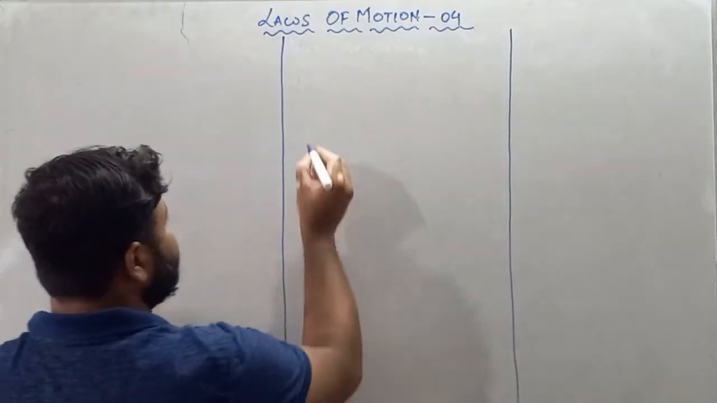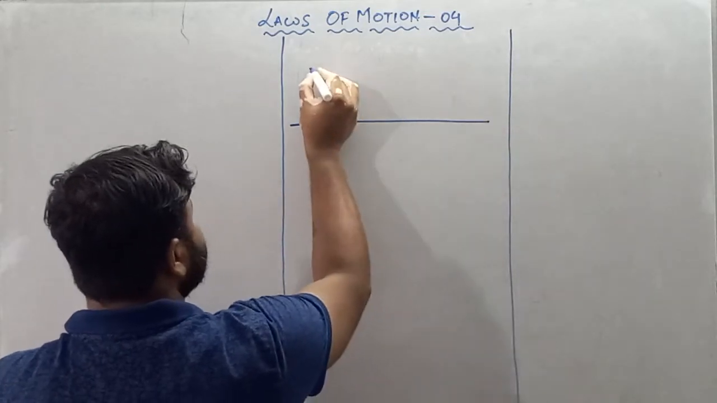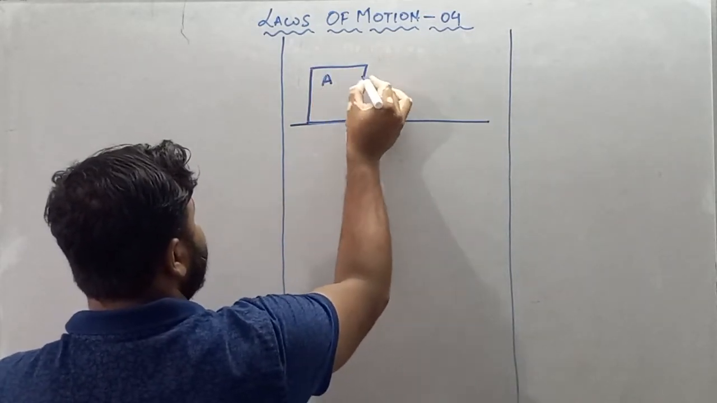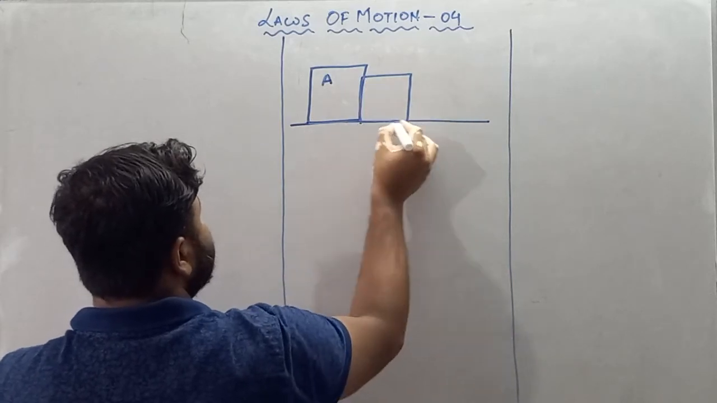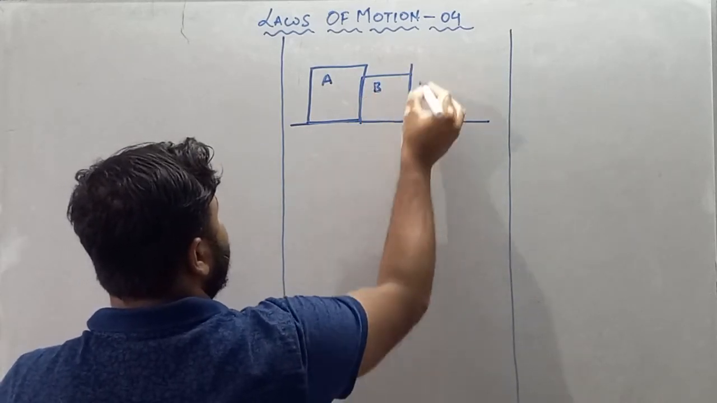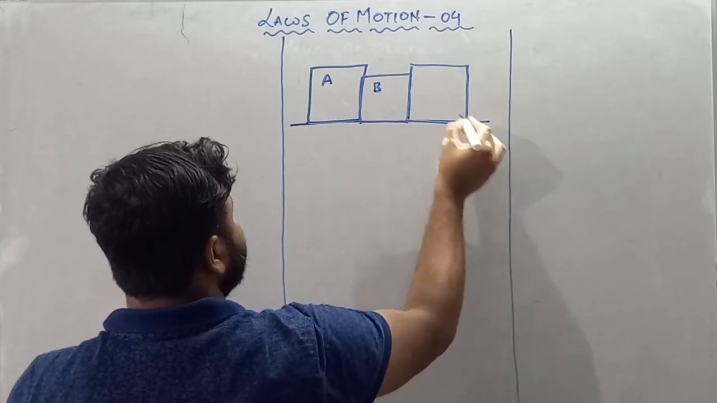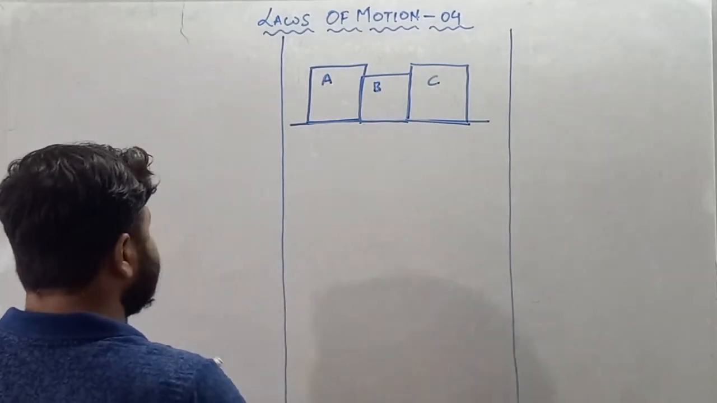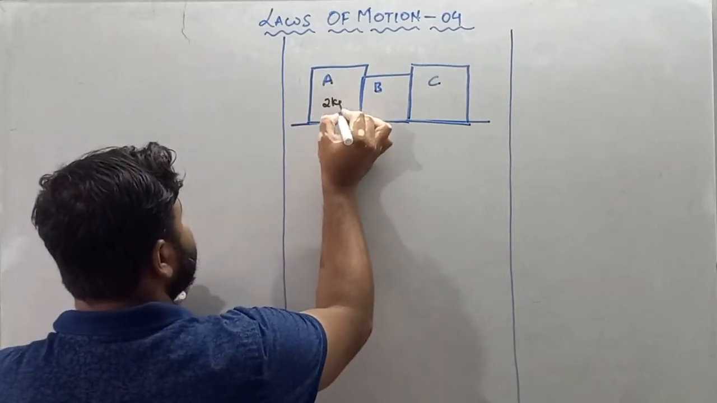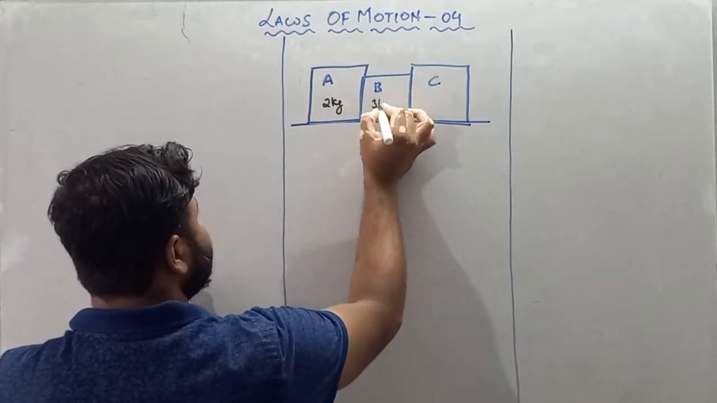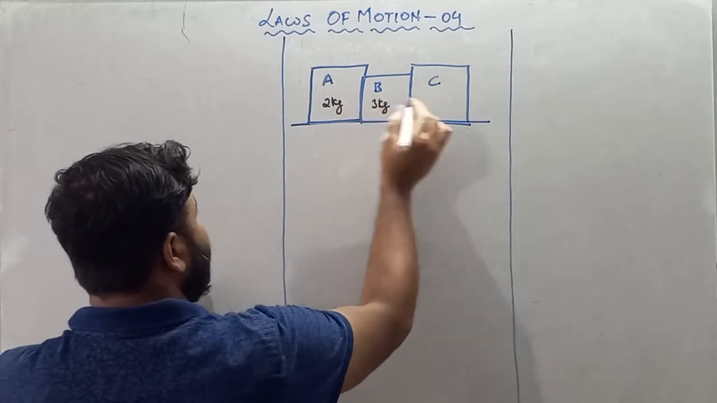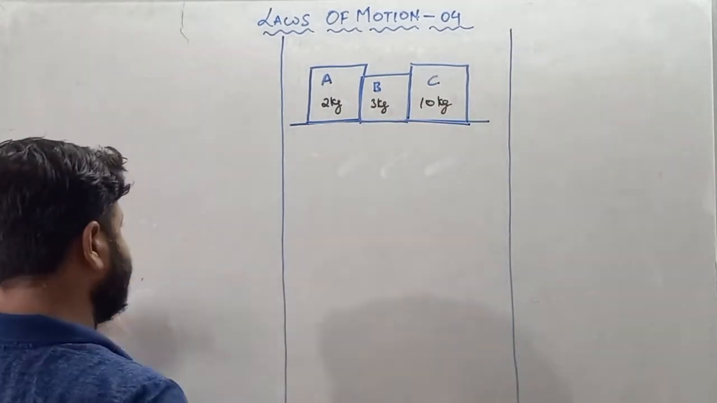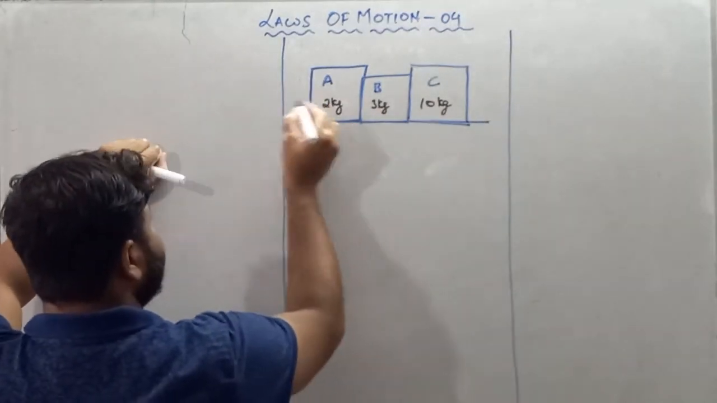So moving forward, let's say we have a question in which three blocks are there. Let's suppose the first block is A, the second block is B, and the third block, my dear student, is C. Let's suppose block A has a mass of 2 kg, block B has a mass of 3 kg, and block C has a mass of 10 kg. 3 plus 2 is 5, and 15.